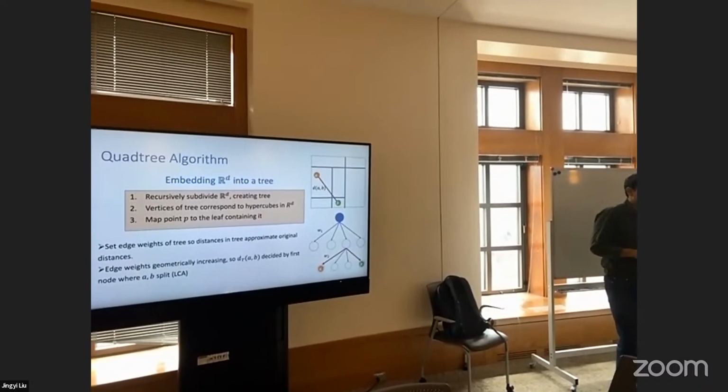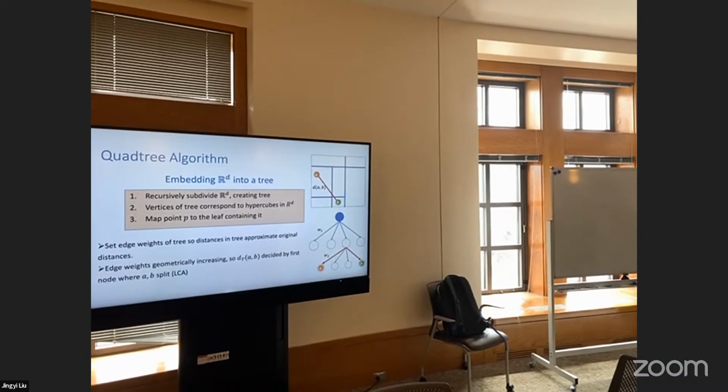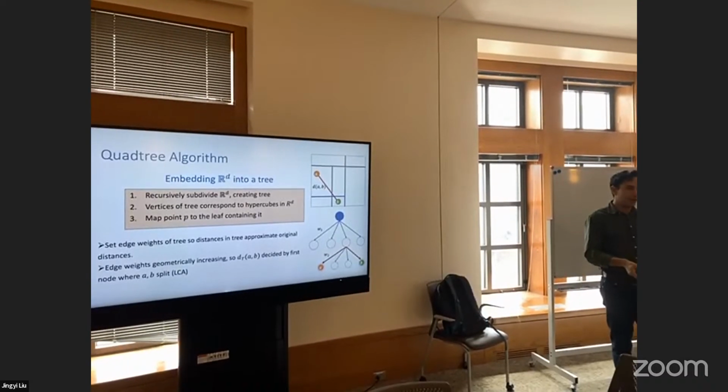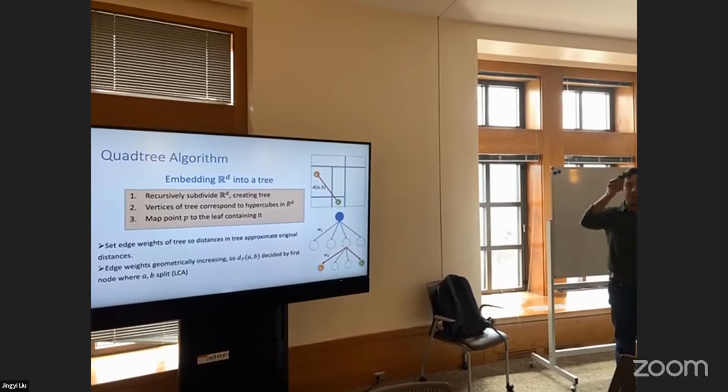And then to make this a bona fide tree metric, we need to set edge weights. So what we're going to do is set the weights of the edges of this tree in a way so that the distances in the tree approximate the original distances, because that's what we wanted anyway, right? So that's going to be our goal. And because we're dividing at geometric intervals, it turns out, as you guessed, the edge weights are geometrically decreasing as you go down the tree. So what that means is that really the distance between two points is decided by the first node where they split in the tree, up to a constant factor.